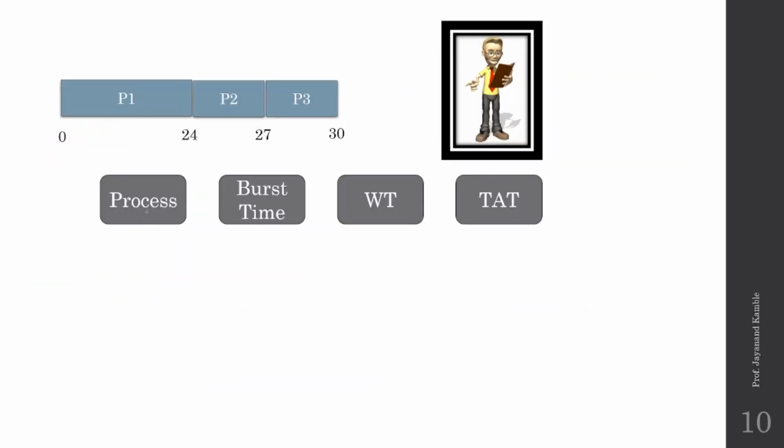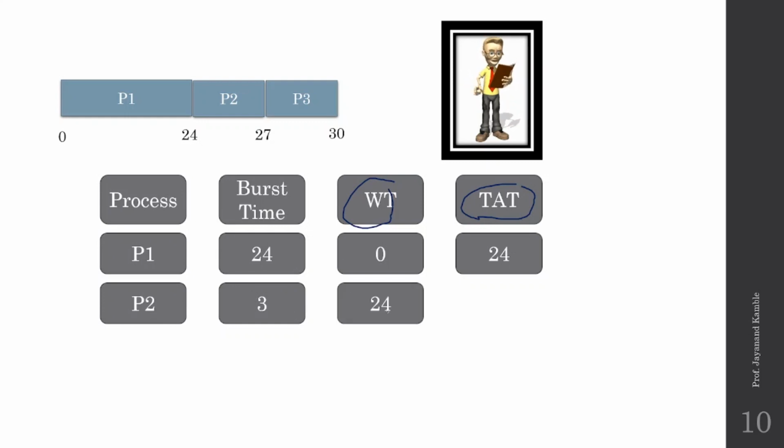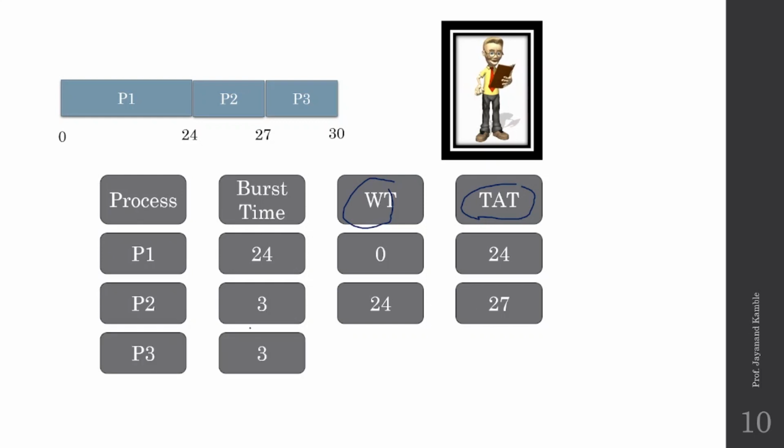So finally we can draw the values of waiting time and turnaround time in a tabular fashion like this. We have the processes, then their burst time, waiting time and turnaround time. For process P1, burst time is 24, waiting time is 0, turnaround time is 24. For process P2, burst time is 3, waiting time is 24, which is the turnaround time of process P1, and turnaround time for process P2 is 24 plus 3, that is 27. For process P3, burst time is 3, waiting time is 27 and turnaround time is 30.